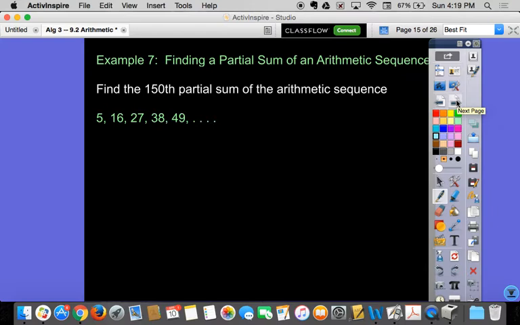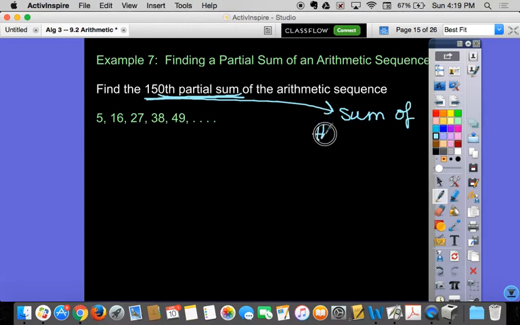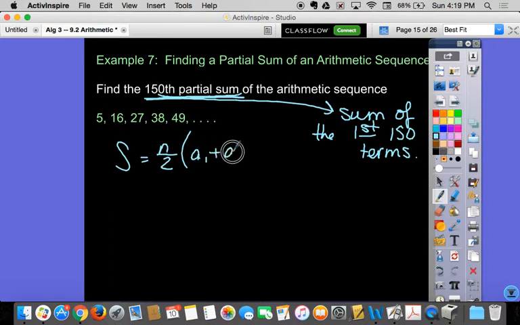Okay, now find the 150th partial sum of the arithmetic sequence. Now, to me, this is just weird language, but what that means is you want to sum up the first 150 terms. So that's what this means. The sum of the first 150 terms. That's what they're getting at, okay? So, remember our handy-dandy formula. S equals n over 2, and then we've got a sub 1 plus a sub n.